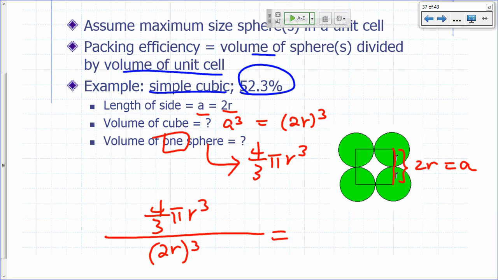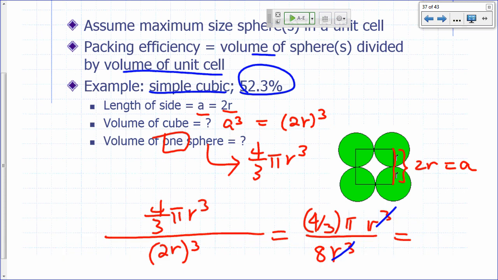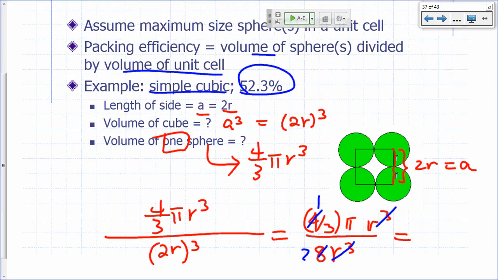That's your packing efficiency. And so what would that be? Your r cubed cancels out, right? So this is going to be 4/3 pi in the numerator divided by, okay, you got your r cubed there. And 2r cubed is 8r cubed. Okay, so r cubed cancels out. And that gives you 4/3 pi over 8. So let's simplify this. That's 1 and that's 2, right? So that's pi over 6. Correct? So what's pi over 6?